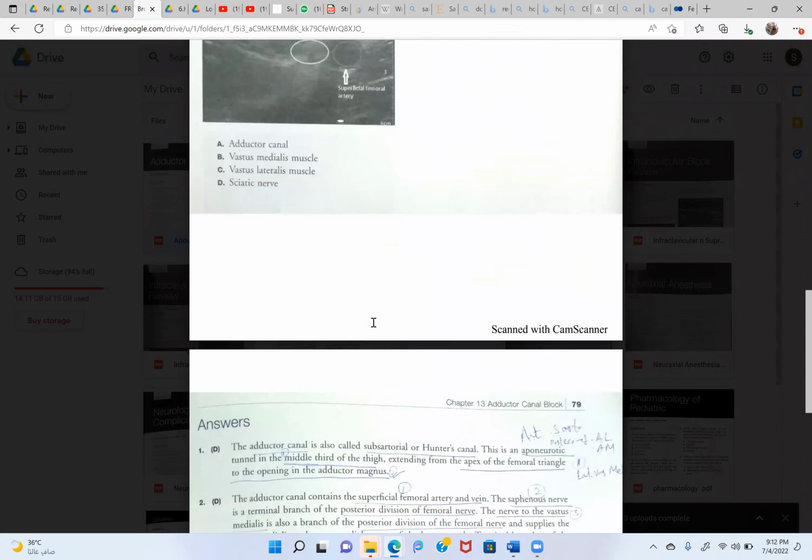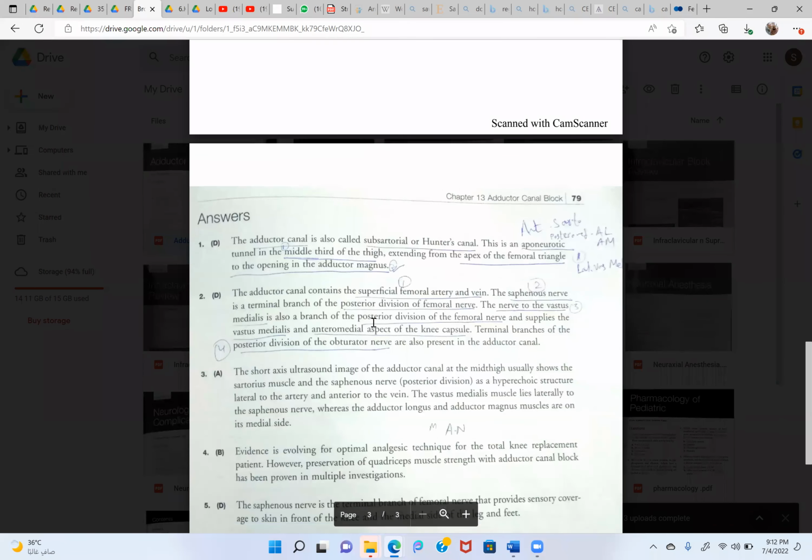This is for the adductor canal. The adductor canal is also called the subsartorial canal or Hunter's canal. This is an aponeurotic tunnel in the mid thigh, extending from the apex of the femoral triangle to the opening of adductor magnus. I am telling you these because they can ask you in the MCQs.